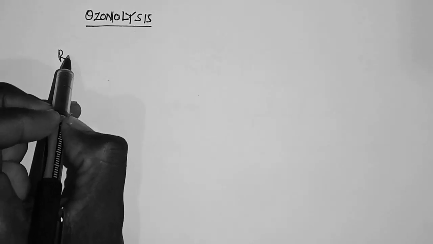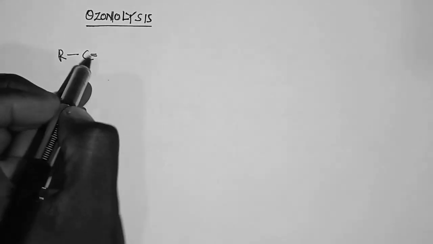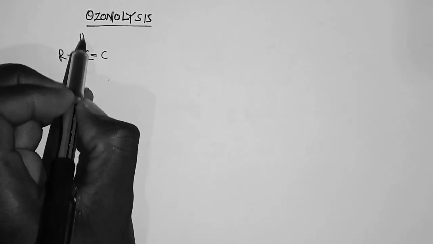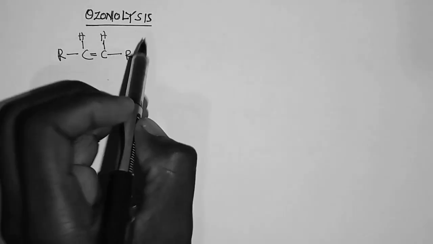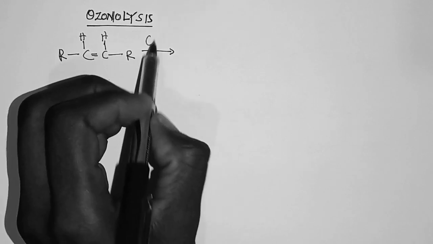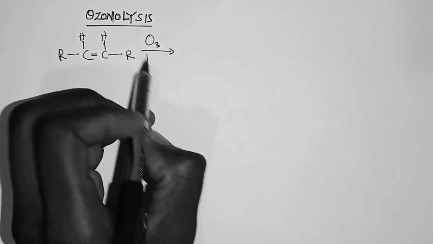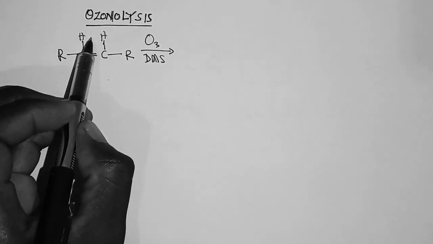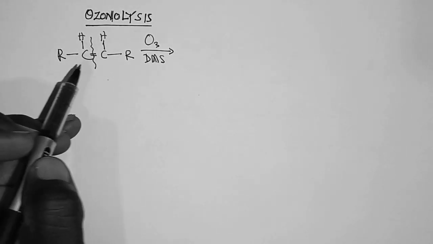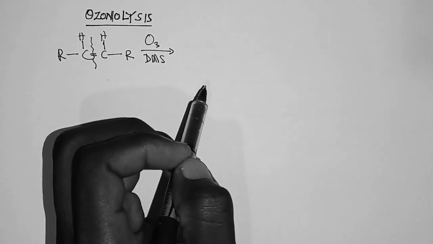In this video, we are going to talk about ozonolysis of alkynes and alkenes. For example, if we have this organic molecule and then we put in ozone in dimethyl sulfide, what we are going to do is cleave this bond into two to give aldehydes and alkanones.